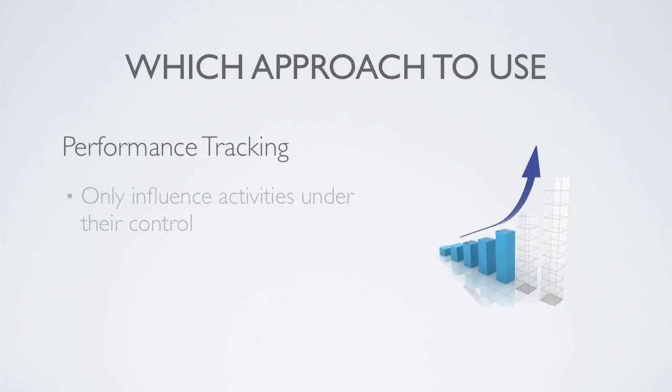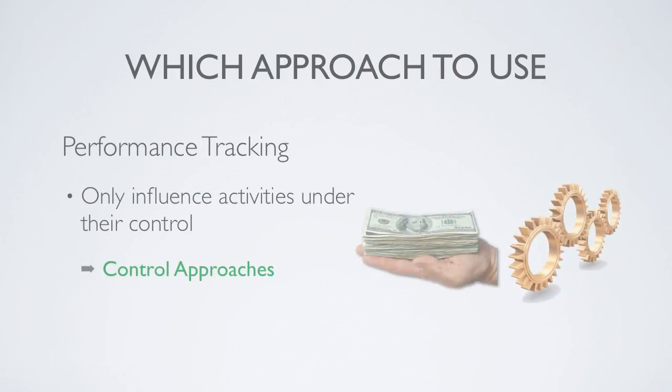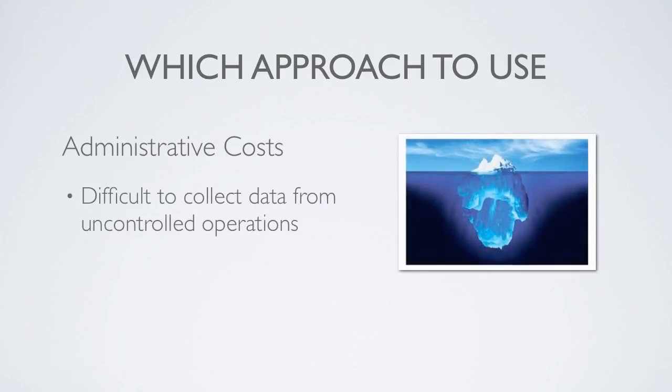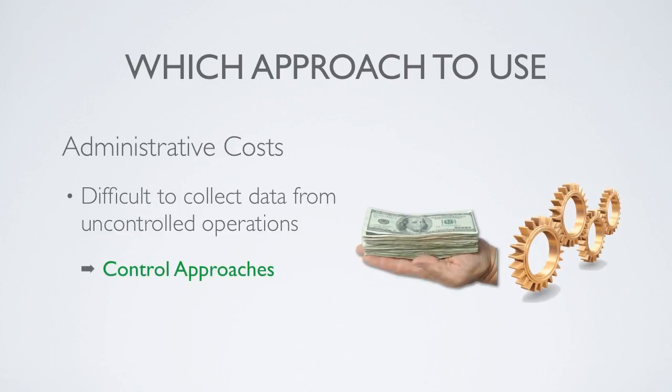When it comes to tracking performance, the control approaches are obviously more appropriate because companies can only influence activities over which they have control. And finally, when it comes to administrative costs, the control approaches tend to be favorable because it is generally difficult and time-consuming for companies to collect data from joint operations over which they do not have any control.